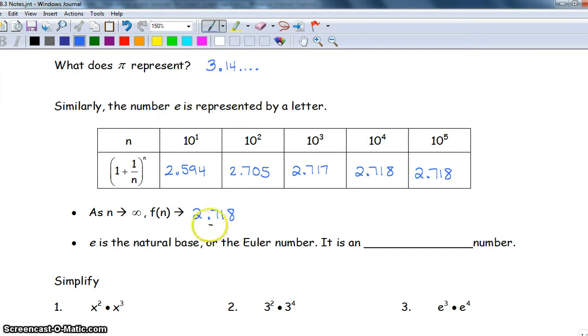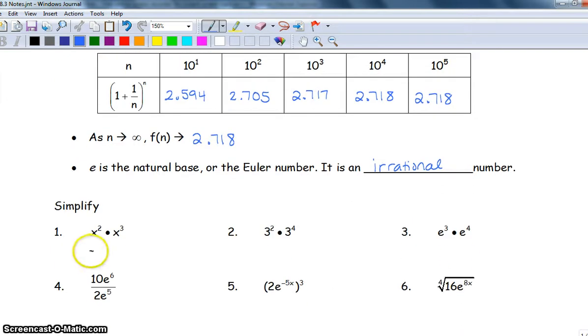That's representing e. We're always going to use that letter e, but you have to know that e is not representing some unknown value, that e is representing a number just like pi represents 3.14. e is what we talk about as the natural base, or the Euler number, and just like pi, it's an irrational number. That just means we can't write it as a fraction. Like 0.5 is a half. 0.6 repeating is 2/3. We can't take 2.718 and write it as a fraction.